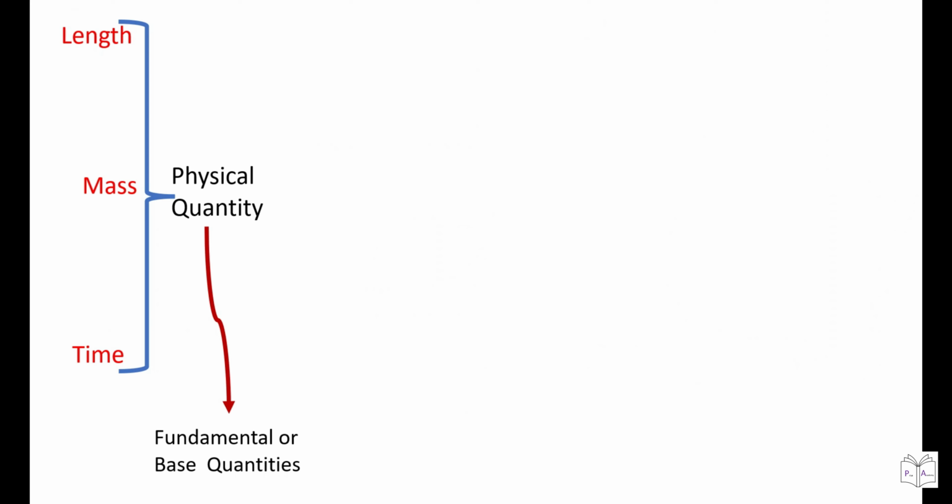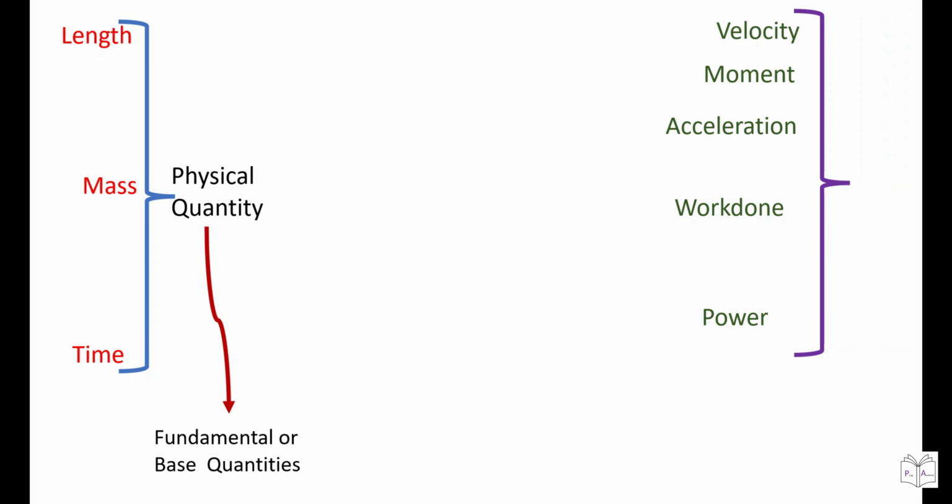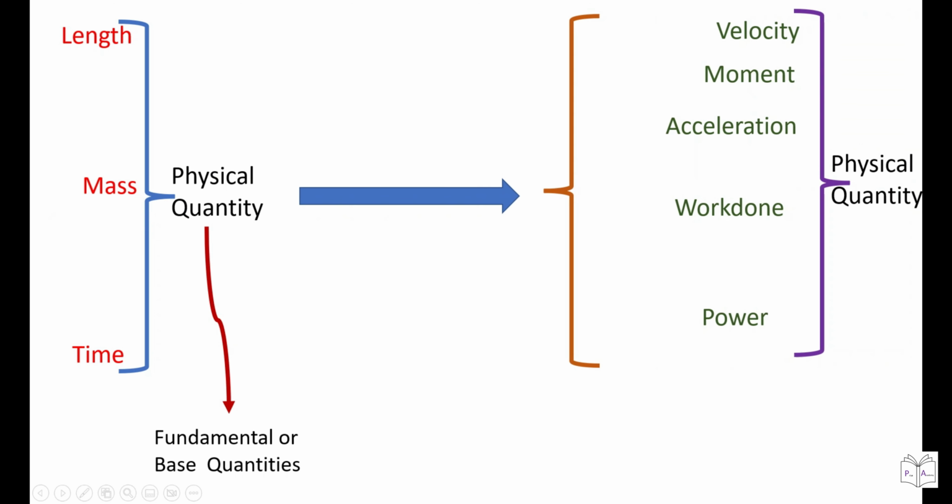As you see here, like length, mass and time, we have some other physical quantities such as velocity, momentum, acceleration, work done, power. All these are also physical quantities like these three. But they are derived from these three physical quantities. That is why they are called derived quantities. So these three are the basic or fundamental quantities and these are all the derived quantities.